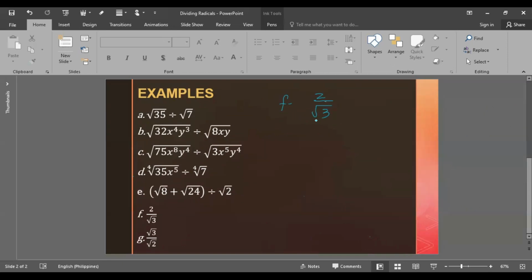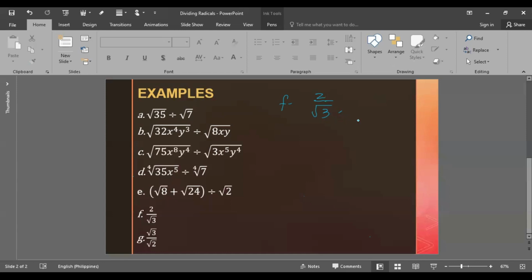2 over the square root of 3. Ma'am, do we still have to divide this? Do we still have to simplify this expression? Yes, because a rational expression that contains a radical in the denominator is not considered simplified. Okay? So we have to get rid of this radical sign in the denominator.